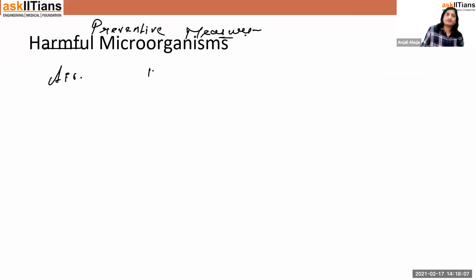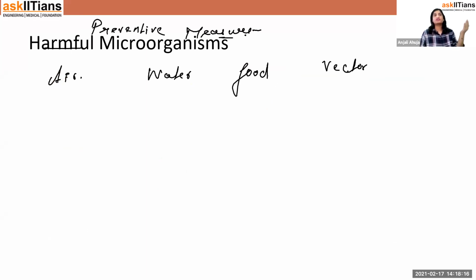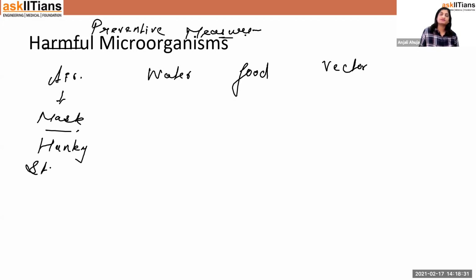So air, water, food, and vector. In each individual category, what should be done? What should be done in airborne, waterborne, foodborne and vectorborne disease? In airborne disease, first of all, you should wear a mask. Always keep a little handkerchief with you. Stay away from the infected person. An infected person themselves should also try to avoid too many people or maintain a distance.